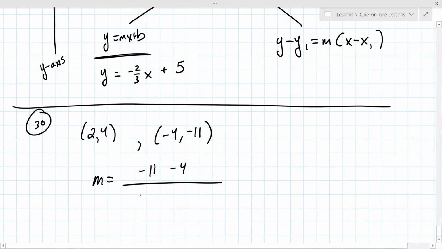Negative 15/6. Okay, does that reduce at all? Oh, yeah. It becomes negative 5/2. They're both negative, aren't they? Yes, so two negatives make the positive, so you have 5/2.